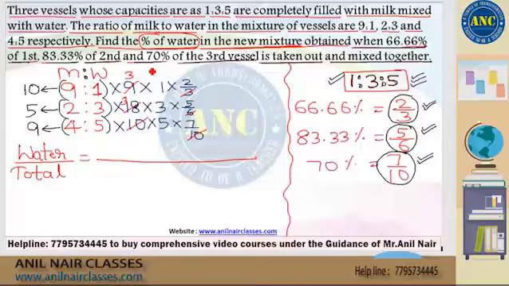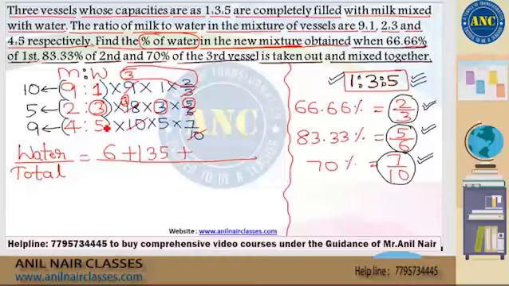This 1 should be multiplied with 3 into 2, 6. 1 into 6 is 6 plus this 3 should be multiplied with 3 into 3, 9. 9 into 5 is 45. What is 45 into 3? It is 135. Similarly, water in the third vessel is 5. 5 should be multiplied with 5 into 7, 35. 35 into 5 is 175. This is nothing but water quantity.